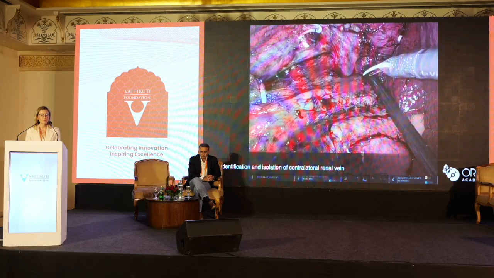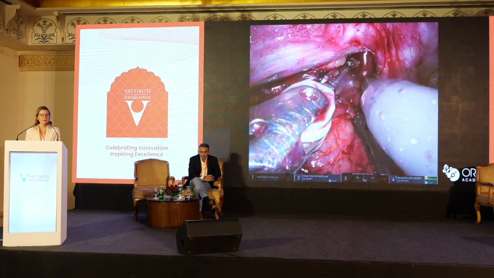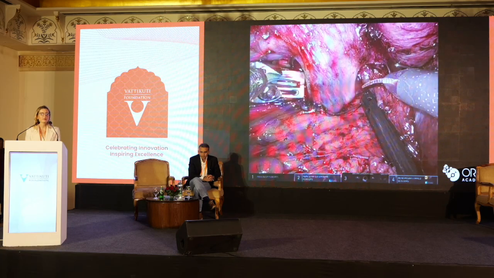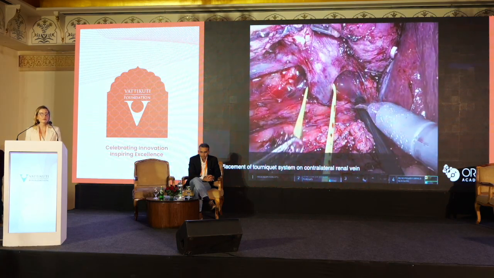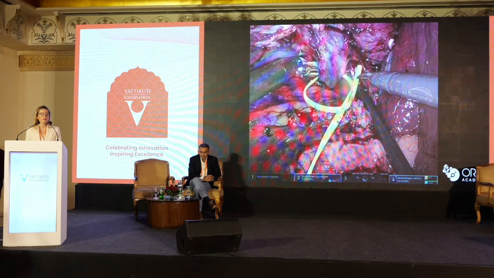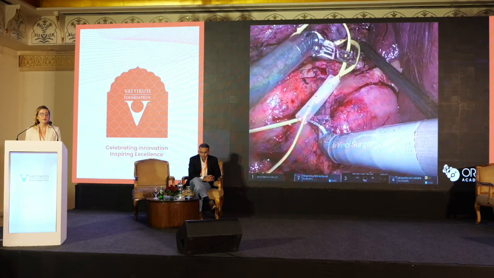After identification of the structures and their isolation, we proceed to the placement of vessel loops for clamping, which is carried out using the Rummel tourniquet technique. The contralateral renal vein was isolated, as well as the distal and proximal vena cava, confirming with ultrasound that the thrombus has been included in the clamped section.